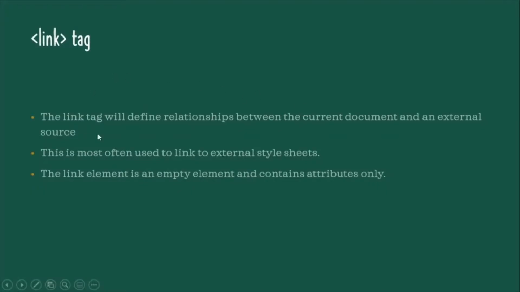So when we say the link tag, this will be a tag that will be defining relationships between the current document and an external source. And usually this is often used to link to external style sheets. And the link element is an empty element and contains attributes only.